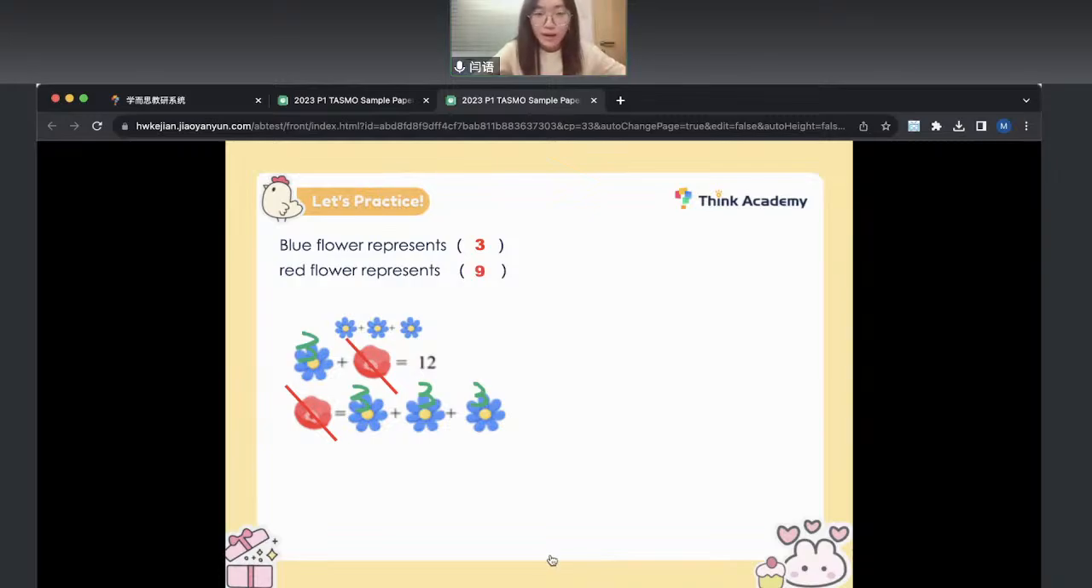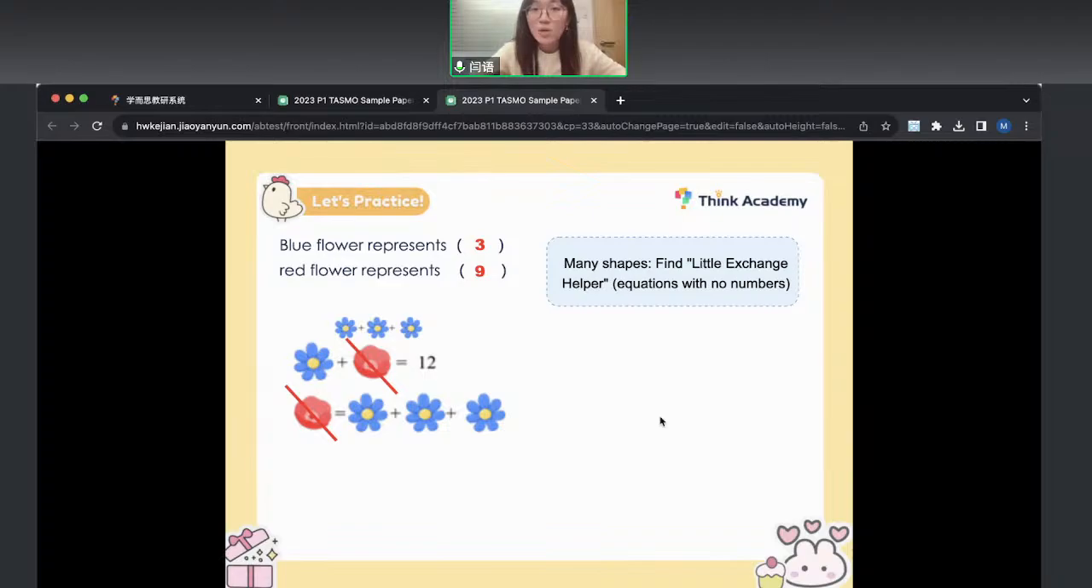Okay, again, let's have a look. Have a quick summary here. What is the tip and the trick here? That is, when there are many shapes, we can try to find the little exchange helper. So what is the little exchange helper? That is the equations with no numbers. No numbers, okay?